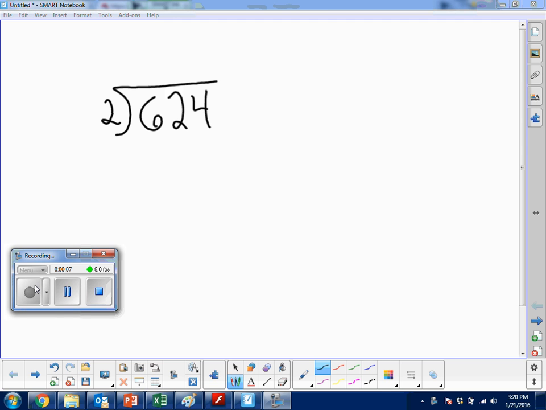We're going to work today on dividing with and without remainders using area models in the standard form. We're going to start first off with the standard form of dividing. Here we have 624 divided by 2. First thing I want you to make sure you do is always set the division problem up like this.